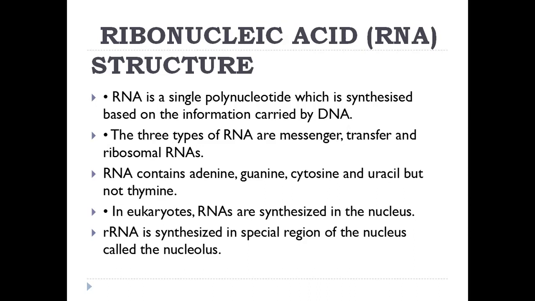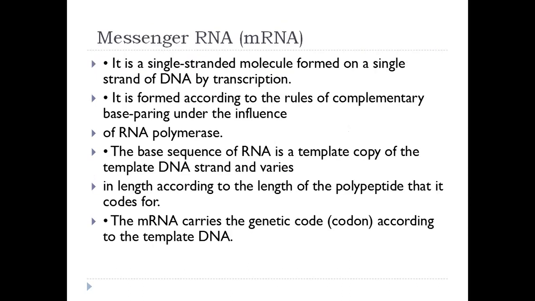So there are 3 types of RNA. We have messenger, transfer, and ribosomal. The next difference we have is that RNA has uracil and not thymine. The rest, we look at messenger RNA. Messenger RNA is a single strand formed on a single strand of DNA. When we look at transcription, we understand this further, but it's just an example of the RNA.